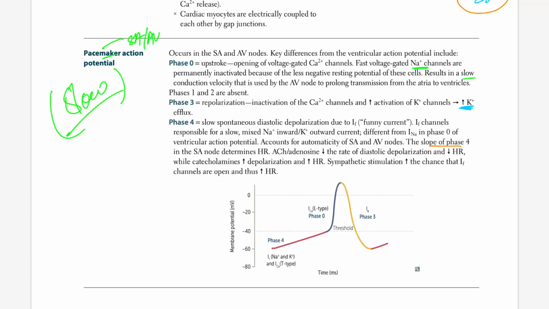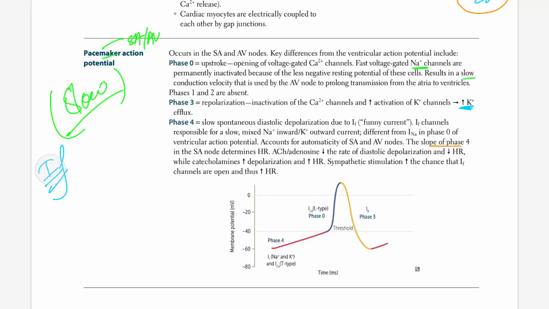Some other important points. Let's just read this. It's about IF again, because IF is a high yield thing. IF current, funny current, right? IF depolarizes by inward sodium and outward potassium to approximately negative 40. At negative 40, the threshold, the L-type calcium channels open, which cause influx of calcium, right? IF channels turn on by repolarization, and that's pretty much it.